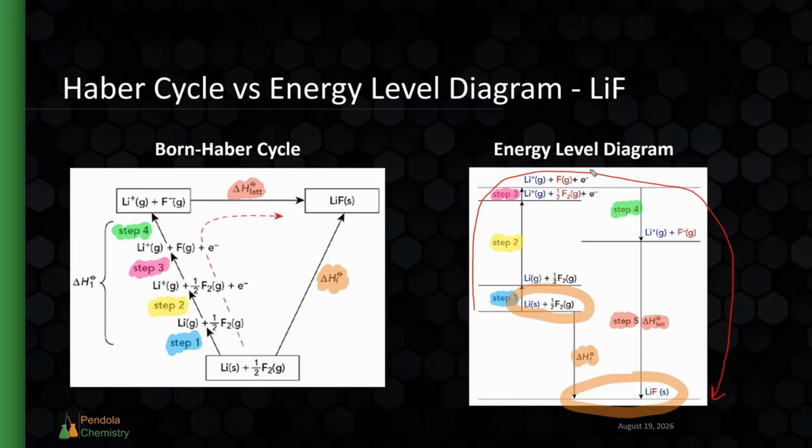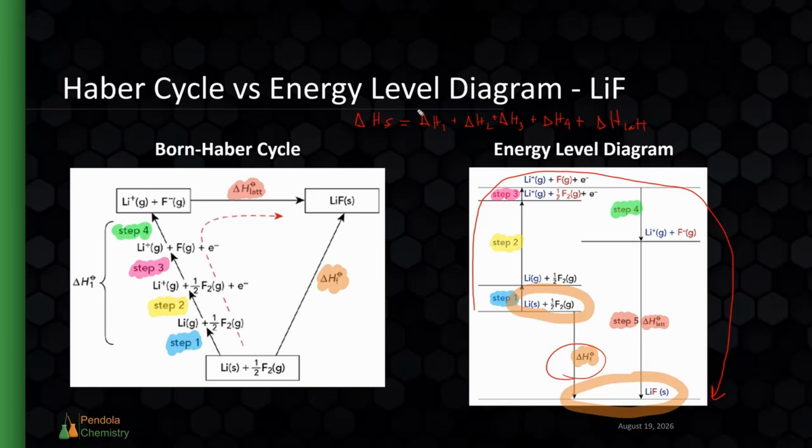So what does that mean? Anything that's on the path of the arrow is added up. The arrow that is against the path is what it's equal to. So we have delta HF is equal to delta H1, step 1, plus delta H2, step 2, plus delta H3, step 3, plus delta H4 for step 4, plus the lattice energy.